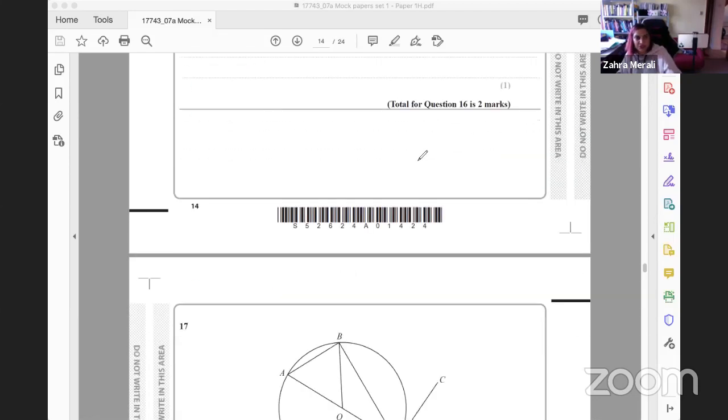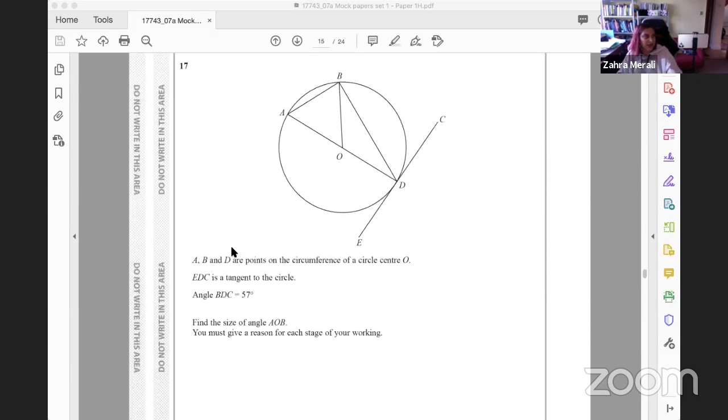Right, question 17. A, B, and D are points on the circumference of a circle. I know everyone hates circle theorems, but you guys have got this. It's not so bad. EDC is a tangent. Okay, circle theorems, I see a tangent. My head's going, okay, there's a right angle there. So I know that this is going to make a right angle.